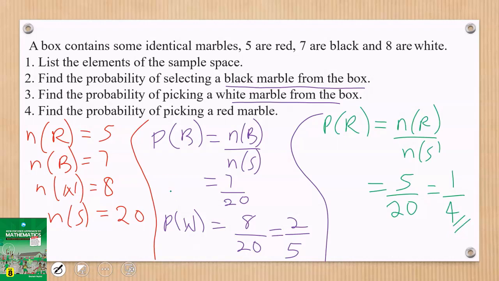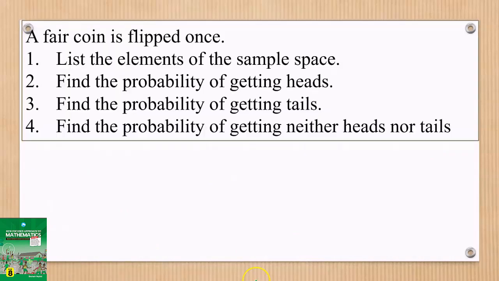Let's take maybe the last example. A fair coin is flipped once. List the elements of the sample space. Our sample space can be, maybe letting H be head, and then T be tail. And this is the only sample space that we have because it's only one fair coin that was tossed.